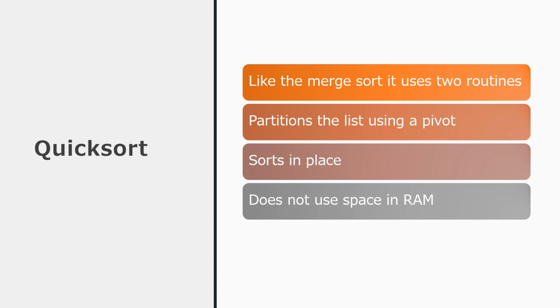And finally, the sort of Maverick sort is quicksort. That uses two routines, but instead of splitting the list into two equal halves, it chooses a random value as the pivot, and it moves the values backwards and forwards so that they're either side of the pivot. Because it does this by swapping values in place, it doesn't need extra RAM.